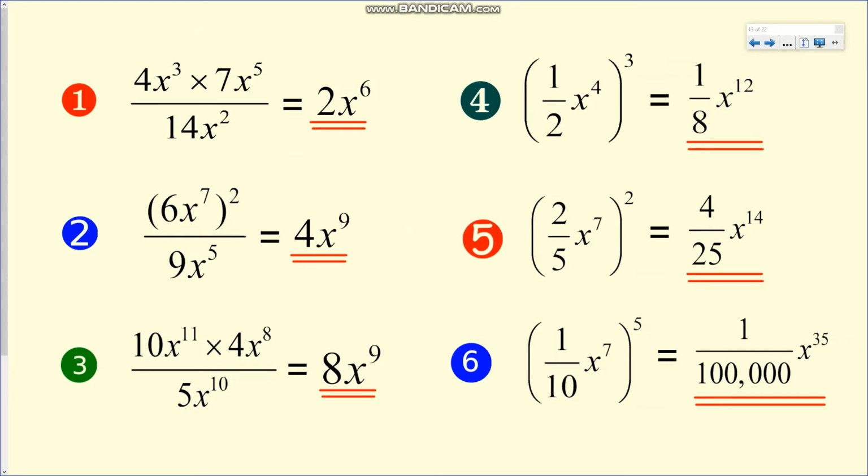Okay, and here are your answers for those 6 questions. Number 1, you should have 2x to the power of 6. Number 2, 4x to the power of 9. Number 3, 8x to the power of 9. Number 4, 1/8 x to the power of 12. Number 5, 4/25 x to the power of 14. And the last one, number 6, 1/100,000th of x to the power of 35.